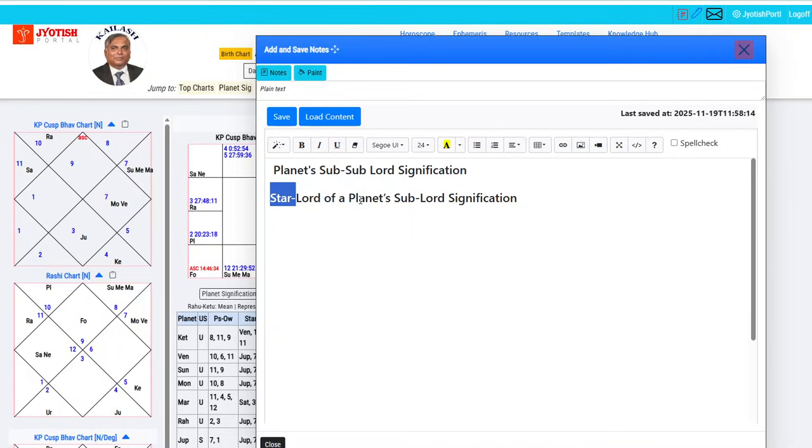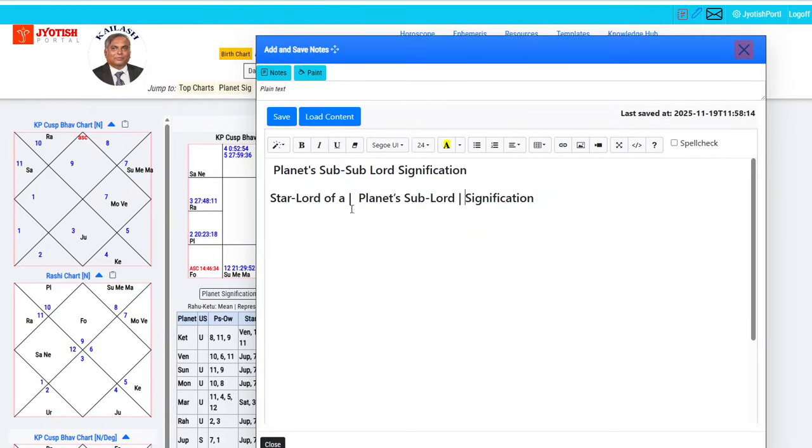So if you break down this whole phrase into smaller parts, it will become clear to you. Star lord of a planet sublord. So you have the planet sublord, but then there is another step. That looks into the star lord of a planet sublord.